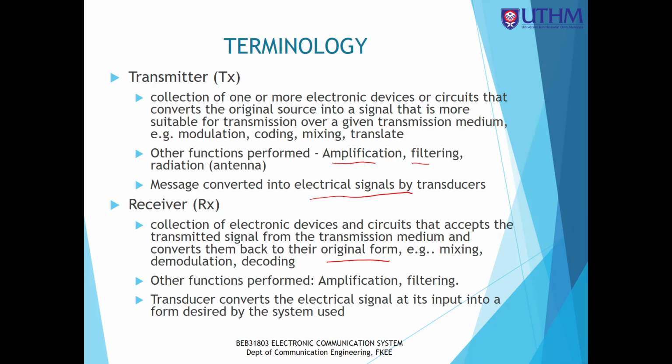So, tadi saya lukis only satu block diagram dalam saya punya gambar rajah tadi. So, it actually consists of many electronic devices, many circuits inside the transmitter and receiver. Okay, some of the functions that will be done in the receiver are almost the same as the transmitter, lebih kurang macam transmitter juga, yang mana dia ada proses amplification, filtering, and other processes involved. Also have a transducer to convert the electrical signal at its input to a form desired by the signal system used. Okay, so dia ada beberapa process. There are a few processes involved inside the transmitter and the receiver.